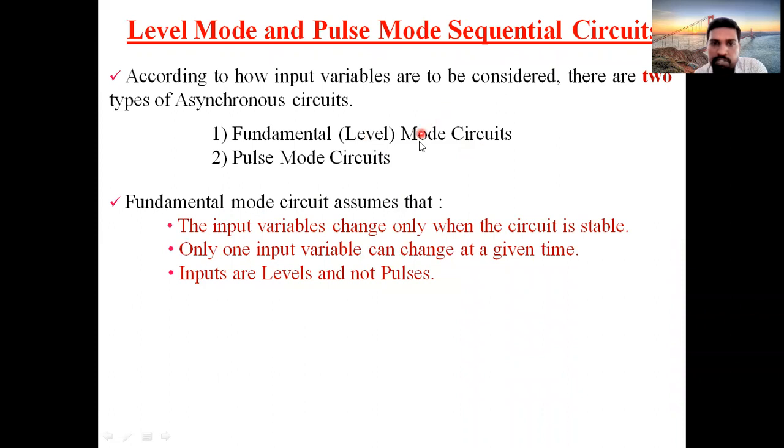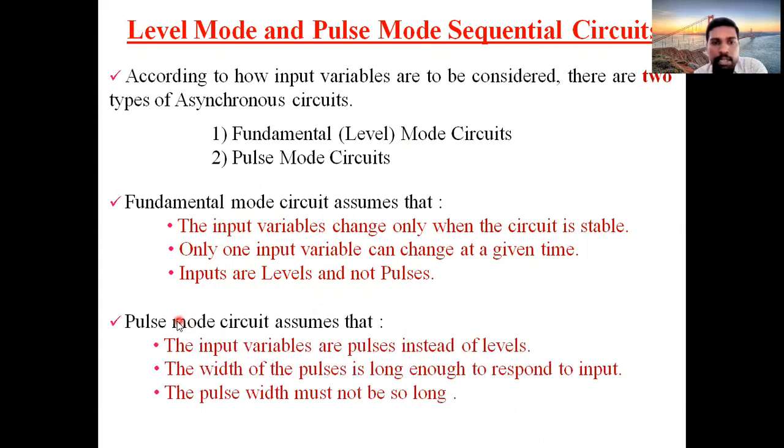Level mode means the circuits operate on inputs in the form of levels. The word itself indicates a level, input level, output level, like that. These circuits will start operating when the inputs are given as levels. Only one input variable can change at a given point of time, and the input variables change only when the circuit is stable. These are the three points you need to remember for level mode circuits.